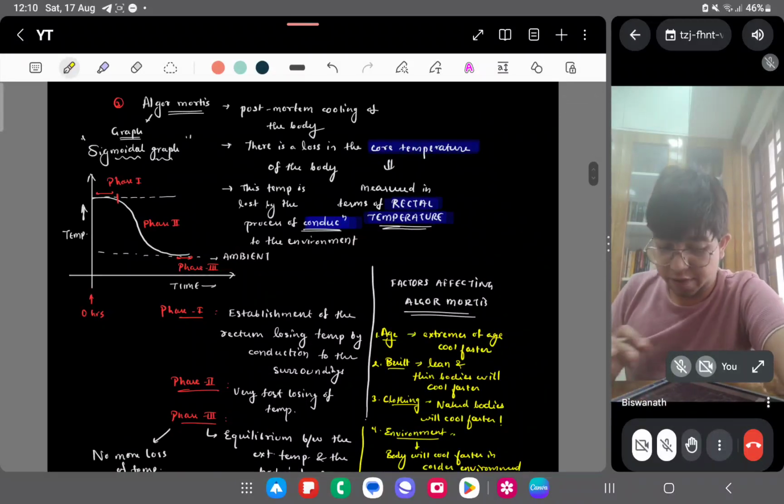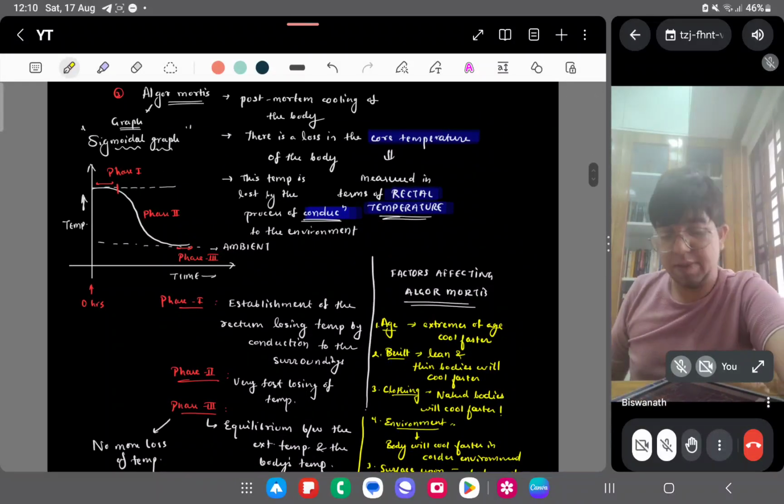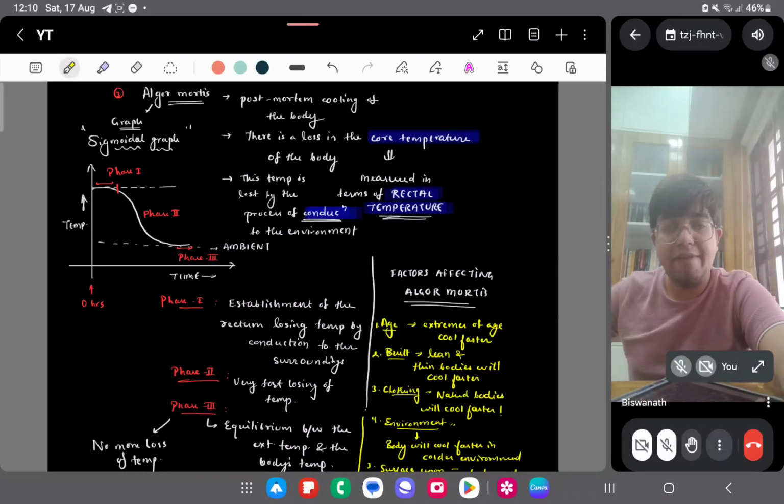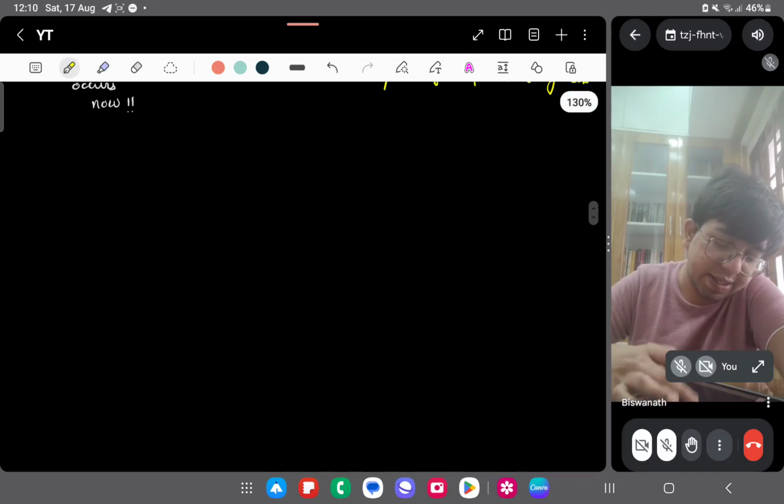Then, after algor mortis, this is all you have to write in algor mortis. Just take a screenshot if you want to. This much is important in algor mortis. And if you have done this, let's move to the muscle changes now.